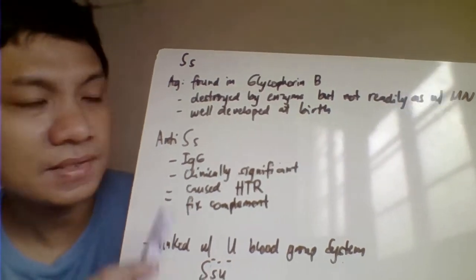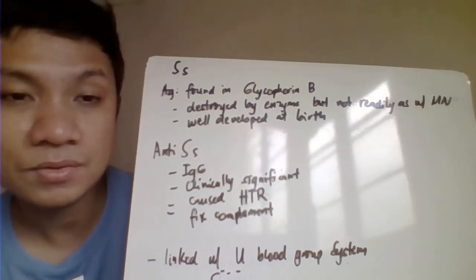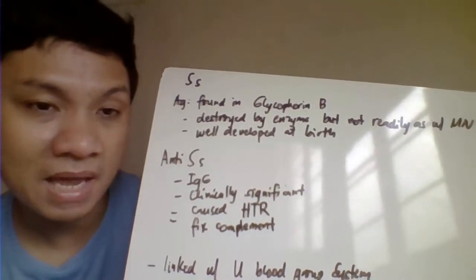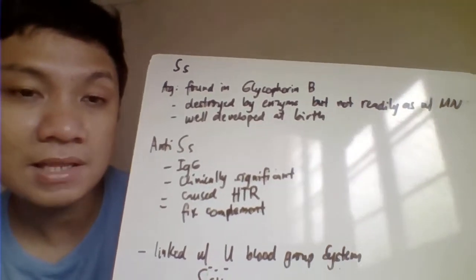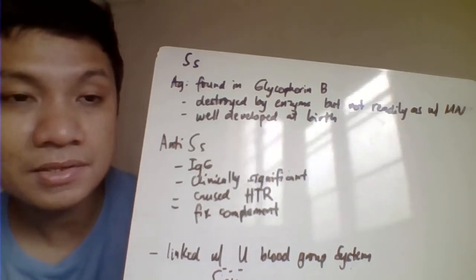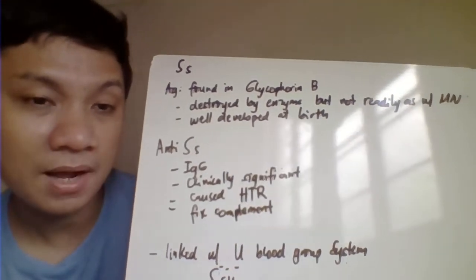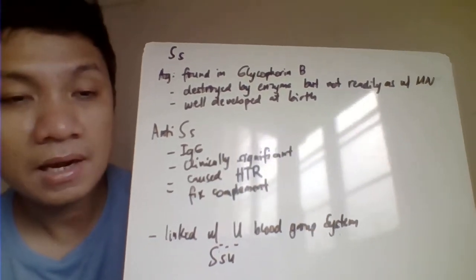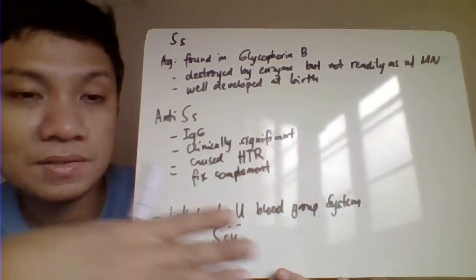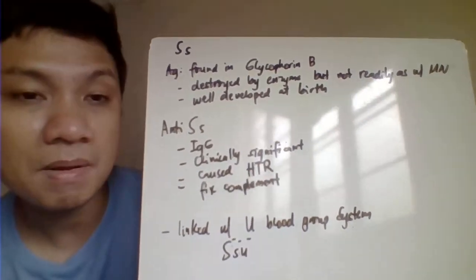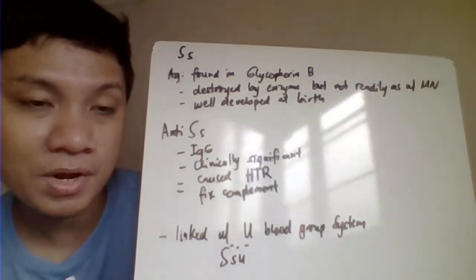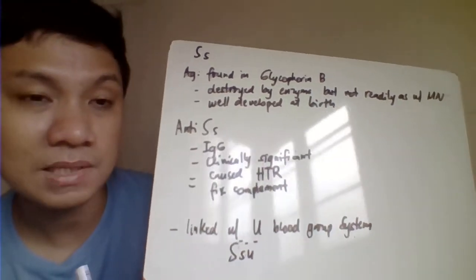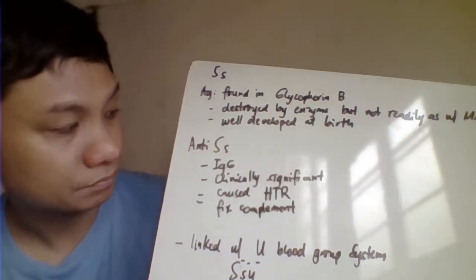So, therefore, nakalagay sa PowerPoint natin is not destroyed by the enzyme, but actually it's being destroyed also by the enzyme treatment. Just like your M and the N, only that is hindi siya ganun ka nadi-destroy agad because medyo nasa loob siya. Compare with the M and the N wherein they are found in glycophorin A. Ang glycophorin A kasi natin nasa medyo sa labas talaga siya ng RBC membrane natin, so mas madali siya ma-destroy ng ating enzyme treatment. But still, your Ss blood group system still destroyed by our enzyme treatment.